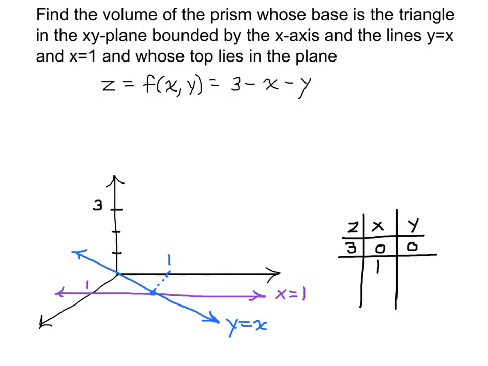When x is 1 and y is 1, z has a height of 3 minus 1 minus 1, which is 1. So at that point, we would move up, and z has a height of 1. And then when x is 1 and y is 0, z has a height of 2. So we're going to go up 1, 2 at the point 1, 0. So here are the points on the corners of our triangular base, how high they go, and if we connect them, we're going to get the top of our solid.